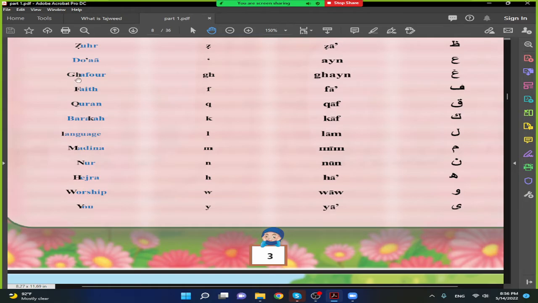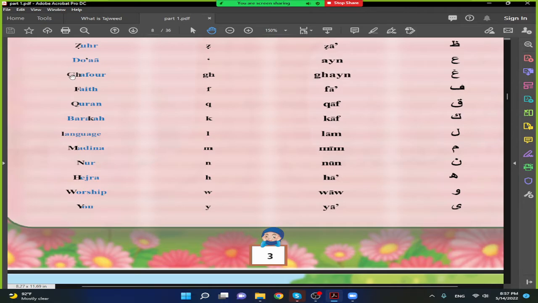Four. Very good. Ghafoor. Why did I ask you to say this again and again? Because you were getting confused on the ghain sound. But whenever you get confused on ghain now, I will say this word for you. Ghafoor. What is that?